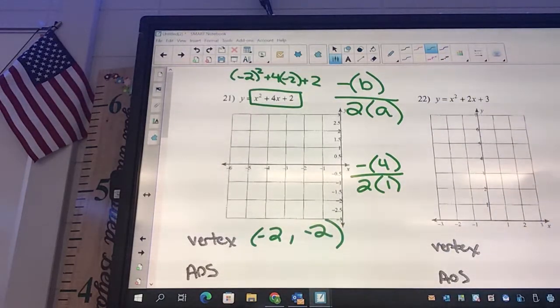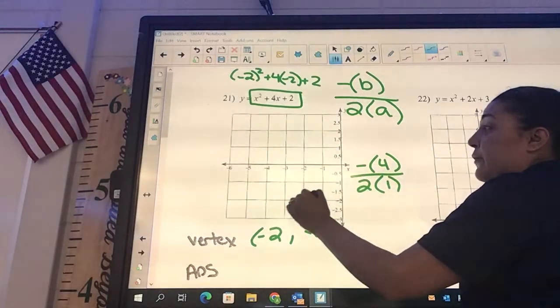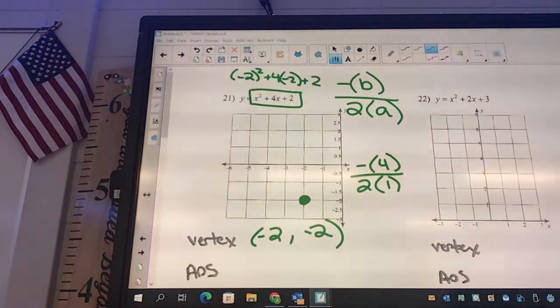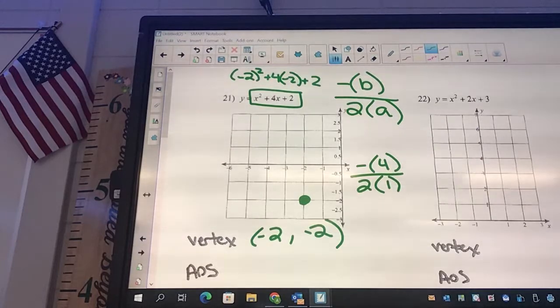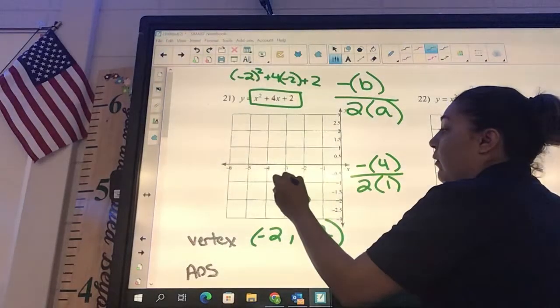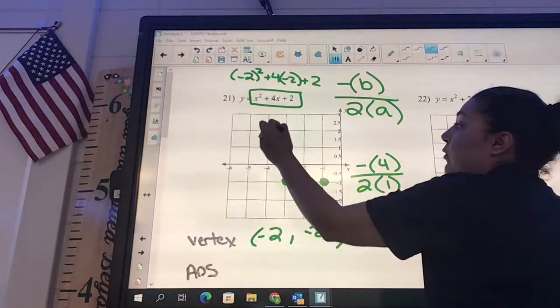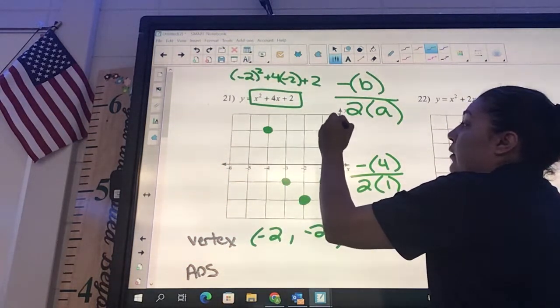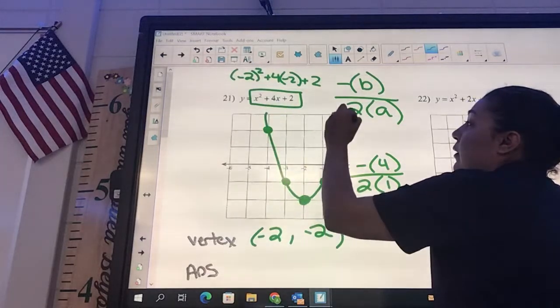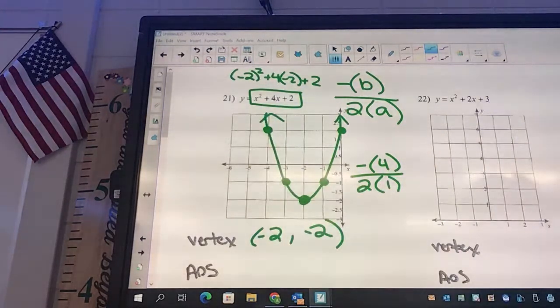Okay. So you're going to go to negative 2, and you can put your first dot. Okay. If A is 1, you're going to graph 5 points. If A is not, then you're only going to graph 3. So you can go up from here and go up 1 over 1. Same way. 1, 2, 3, 4 over 2. Okay, and the rest you can fill out just like you normally would.